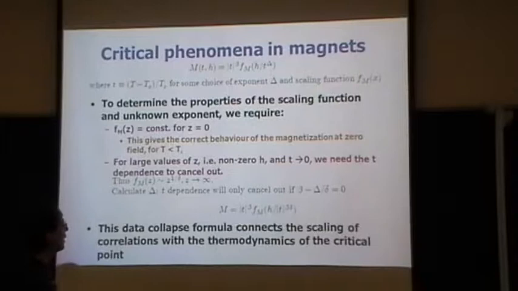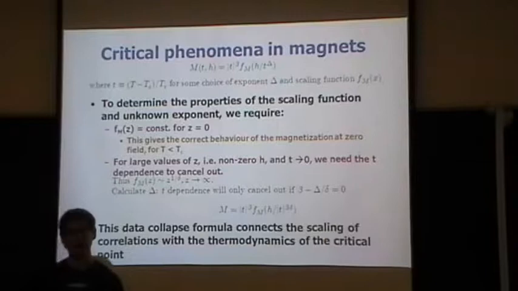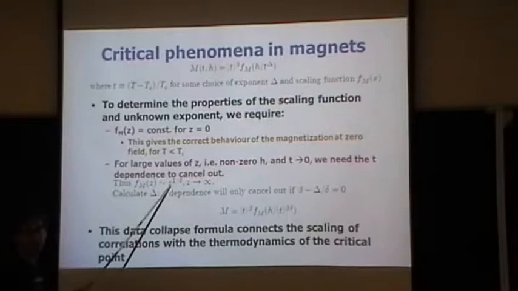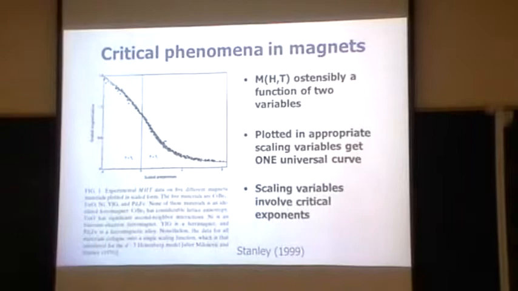All I know now is that fm has to have these asymptotes. So it'll be a constant times z to the 1 over delta. It's a function that, as its argument goes to 0, becomes a constant, and for large values of its argument tends towards this asymptotic. And what that function is, you can measure or calculate with the linearization. So how well does it work?